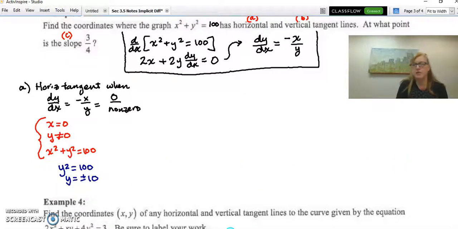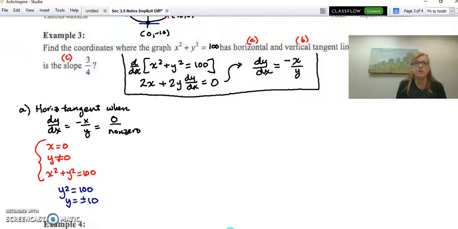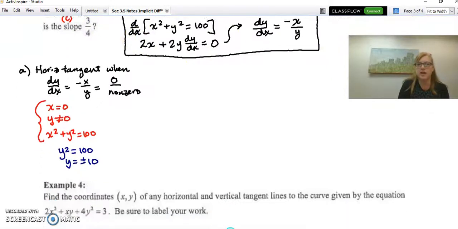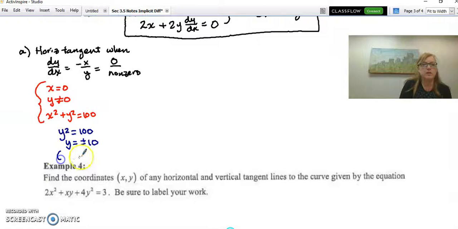Now, in a lot of these problems, because they are implicit, they do ask for the coordinates. And so you do want to make sure you answer the question that they ask. So I am going to go, the x was 0 and the y was 10 and 0, negative 10. And those would be the coordinates where you have a horizontal tangent. Right? Now for B, same kind of idea.